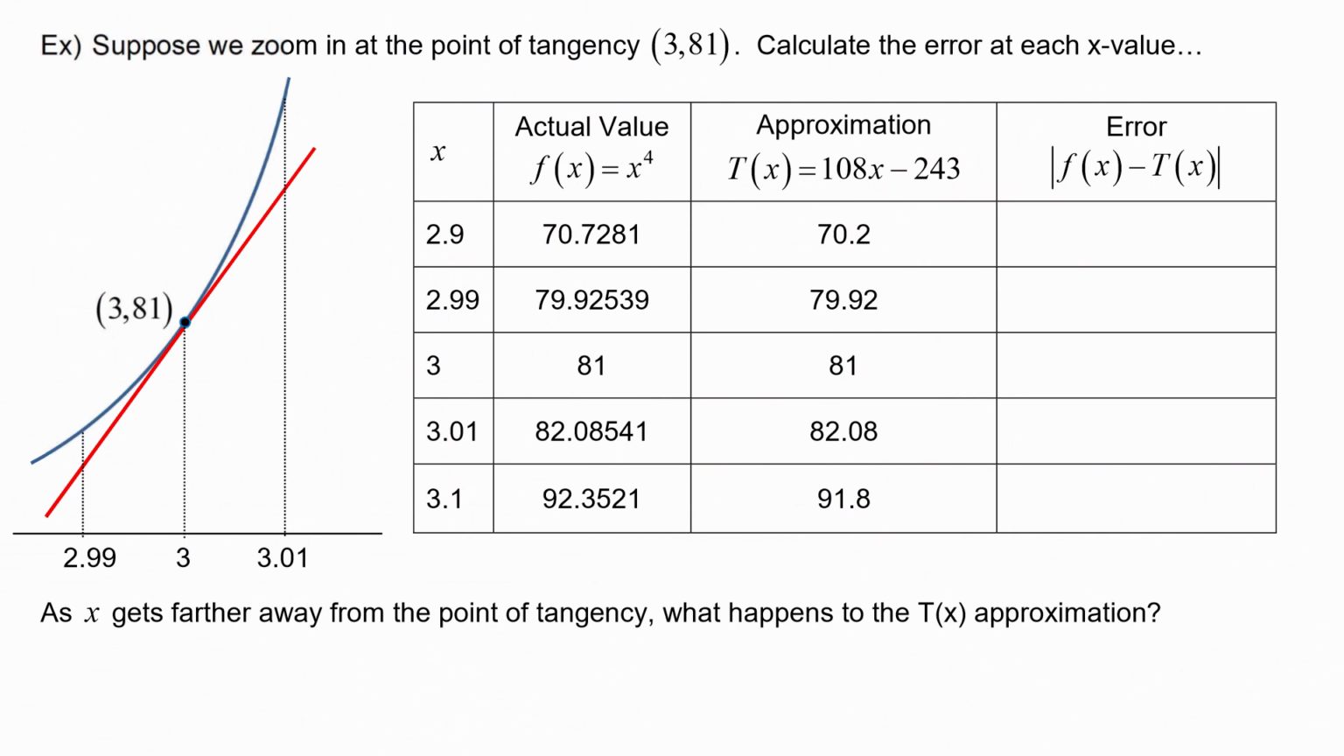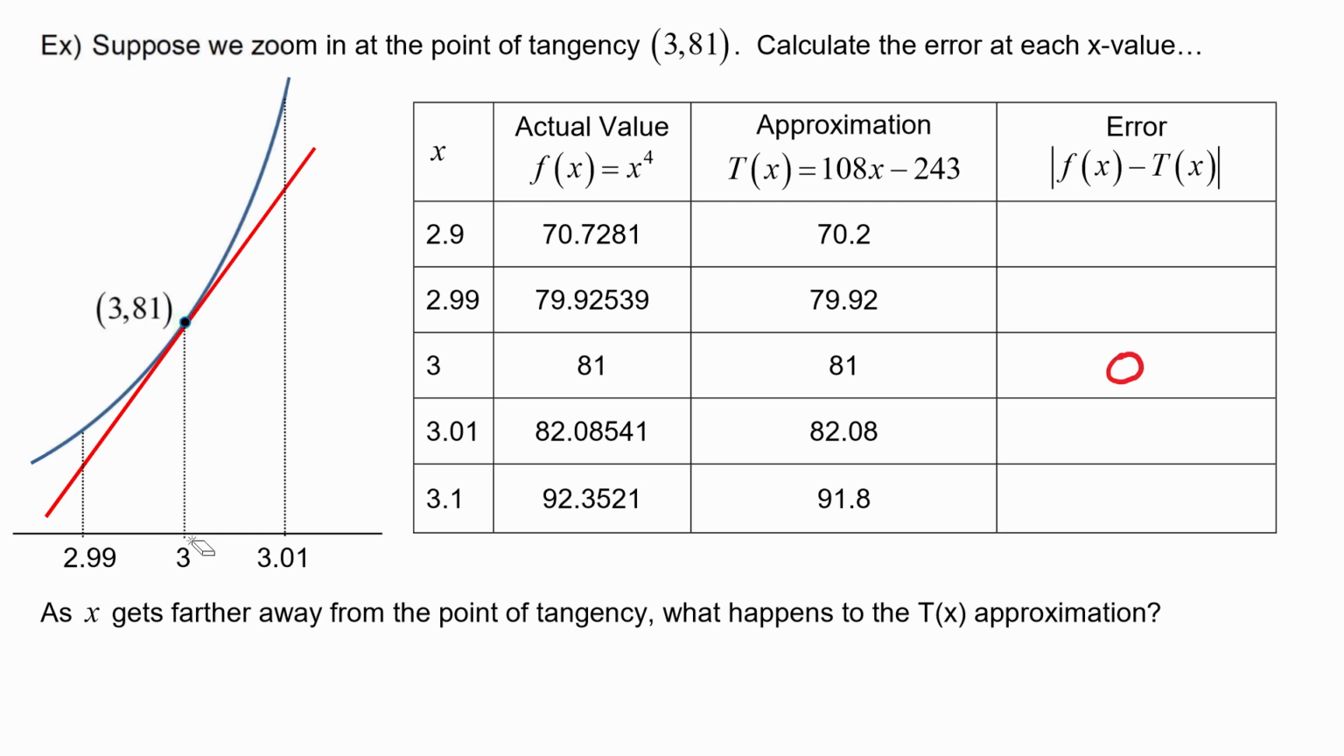In this next example, suppose we zoom in at the point of tangency (3, 81). We're going to look at x values that are near x equals 3. We've got a table of values here with the actual value of the function. We also plug in all those x values into T of x, which gives us an approximation for the function. So what's happening here is we see at the point of tangency, the approximation is perfect, meaning there is no error there.